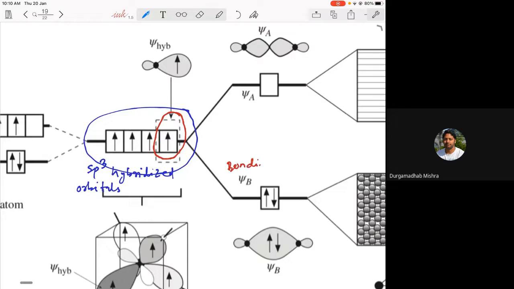This is a bonding molecular orbital. This is an anti-bonding MO. Now this is 1 electron, and the other electron will come from the neighboring silicon atom, one spin up and one spin down. So the bonding orbital will be completely occupied, and the anti-bonding orbital will be empty. Similarly, the same case will happen with all the other 3 hybridized orbitals as well.